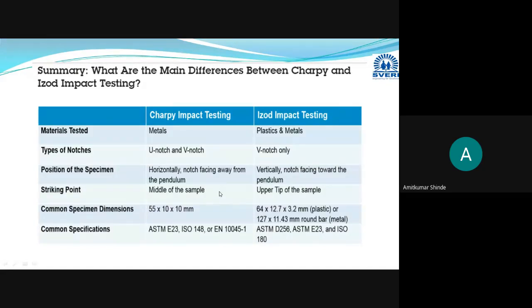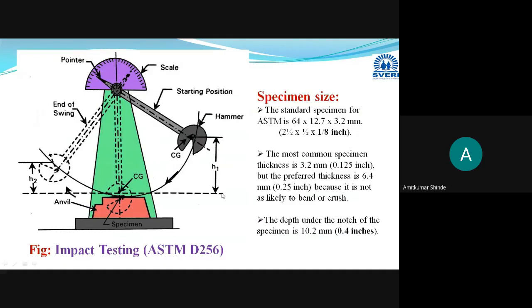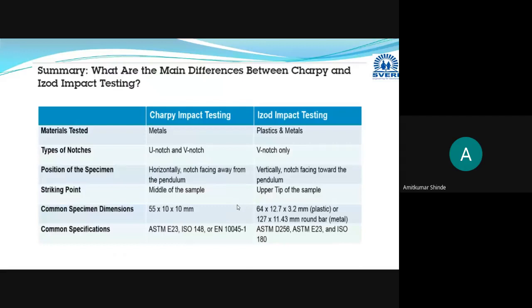This is the impact testing. Impact testing is used for the plastic material. Here we are directly measuring the resistance provided by that plastic material to the sudden impact. This is the impact testing.